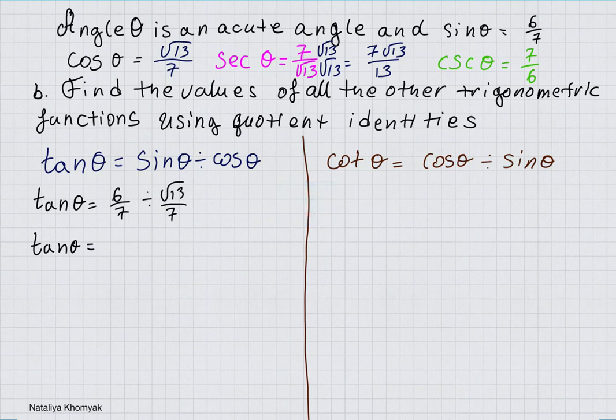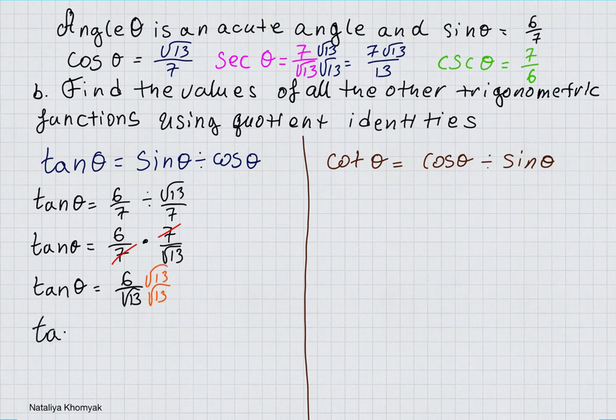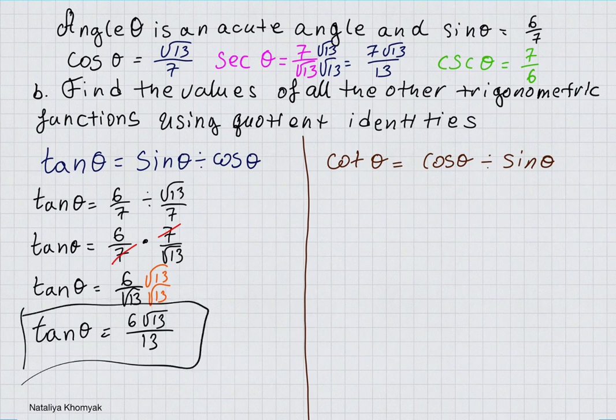In order to divide fractions, you keep the first one, 6 out of 7. You change division into multiplying and you flip the other fraction. So 7 out of radical 13. 7 and 7 will cancel. So tangent of theta is equal to 6 out of radical 13. Let's rationalize by multiplying top and bottom by square root of 13. And we get tangent theta equals 6 radical 13 out of 13. So this is our solution for tangent, and let's do cotangent.